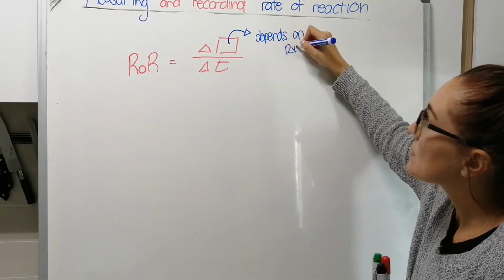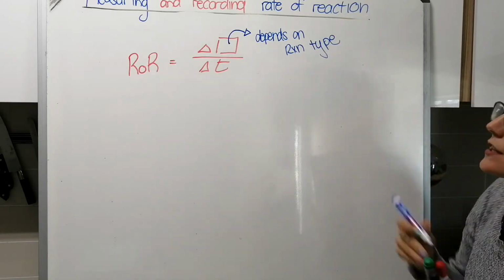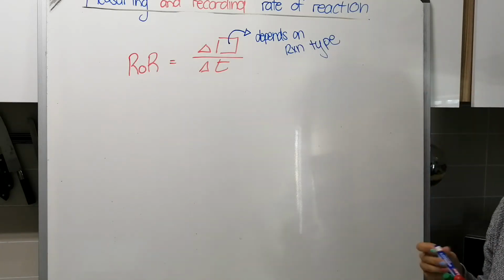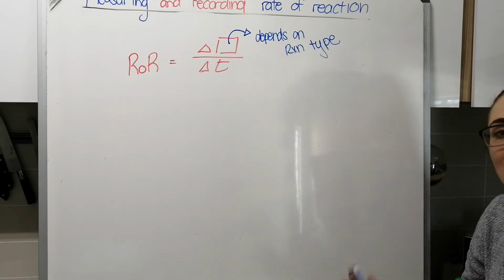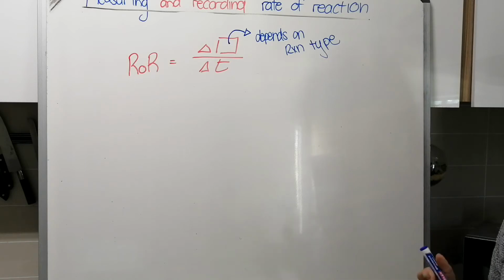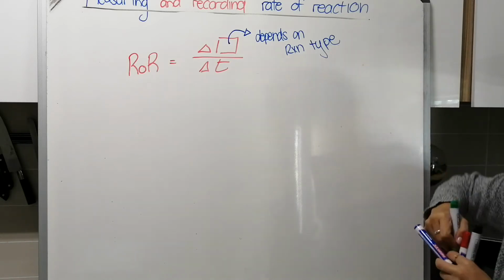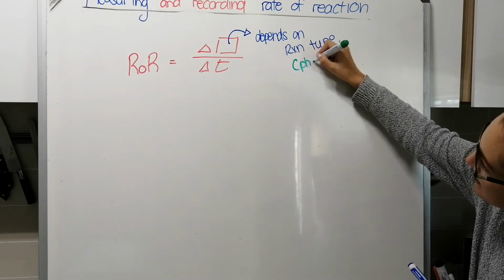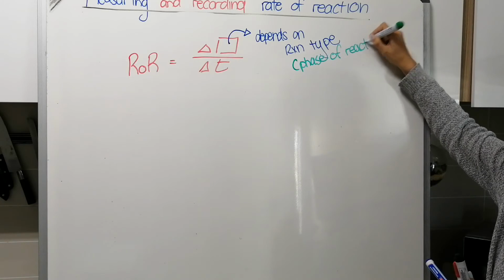Okay, now obviously we've got tons of different types of reaction. The way that you're going to determine how to measure your rate of reaction is mostly going to depend on the phase of your reactants or of your products. Okay, so this depends on your reaction type and more specifically the phase of reactants or products.